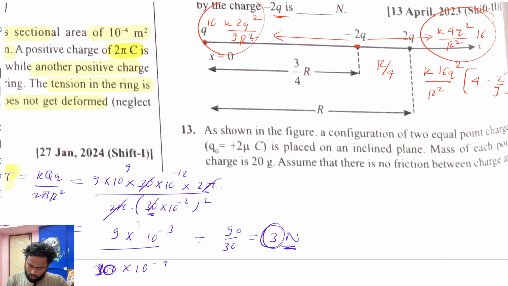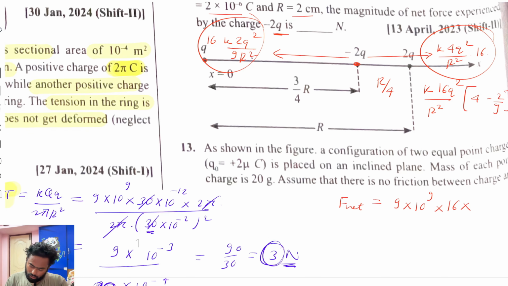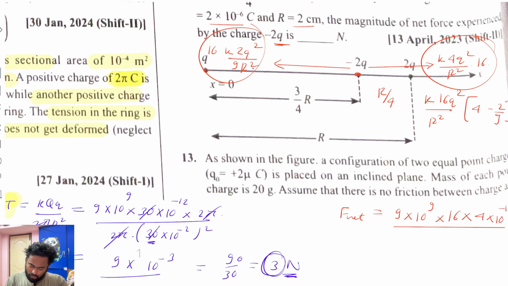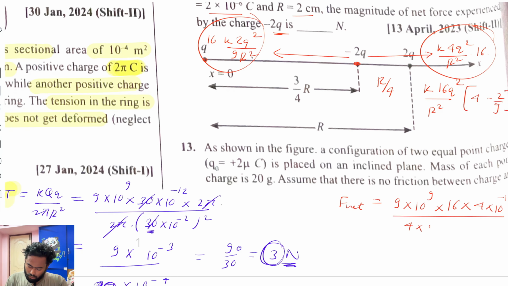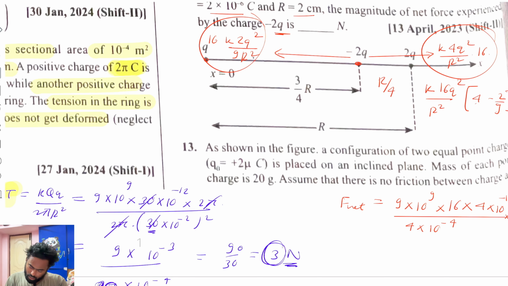So let's see the calculation. Net force will become K into 16 Q square by R square into 34 by 9. Charge is given 2 microcoulomb, so 4 into 10 power minus 12 Q square upon R square. Radius is given how much? 2 centimeter. So 4 into 10 power minus 4, and one constant 36 minus 2, 34 by 9. So 9 cancel.